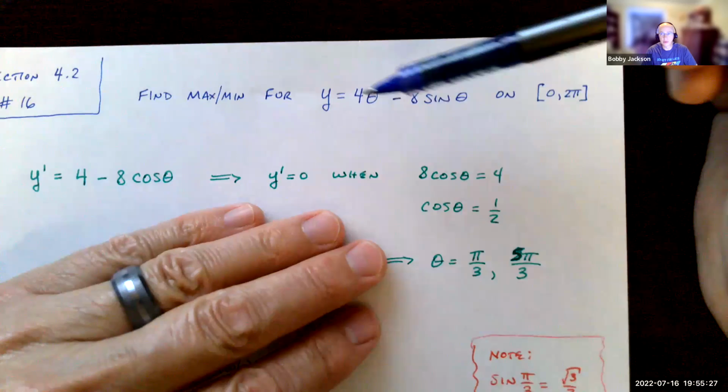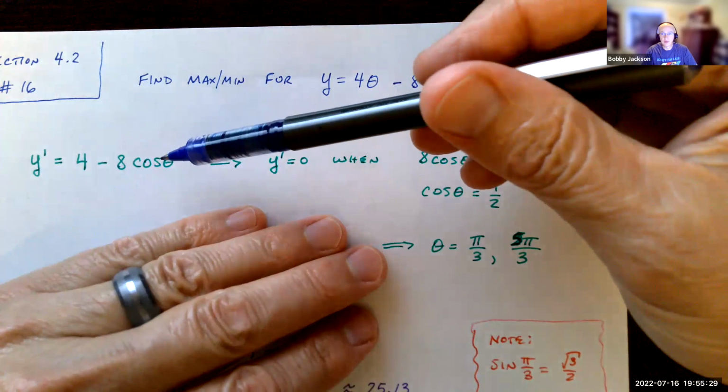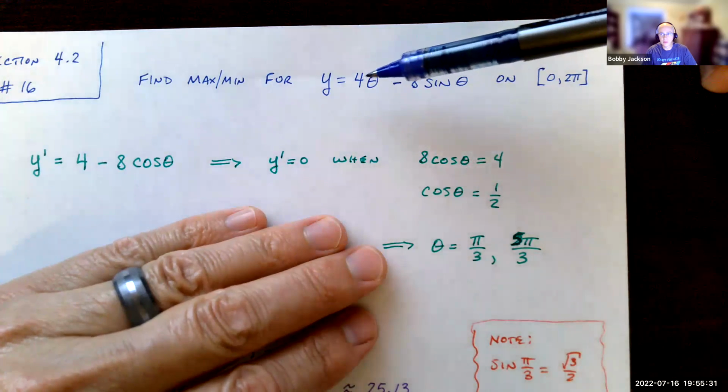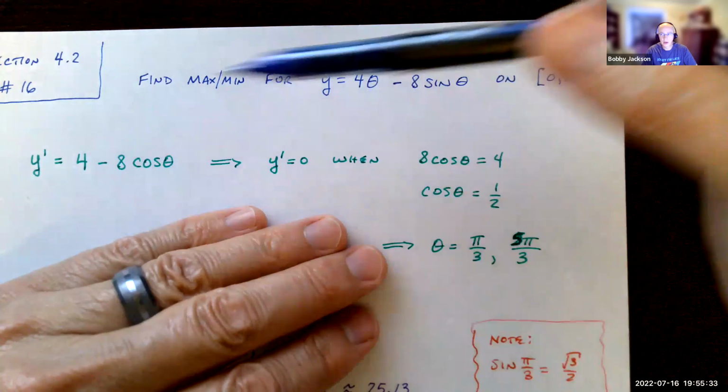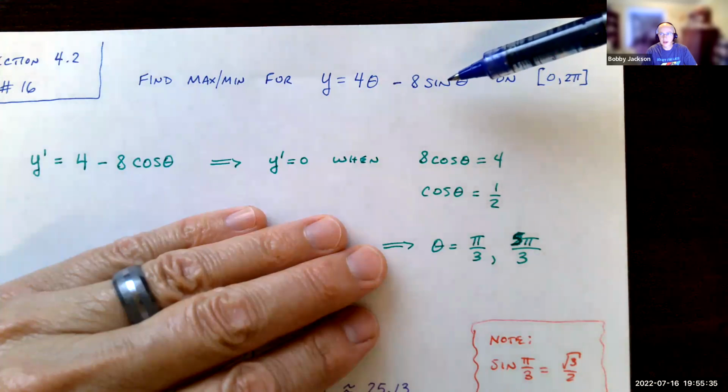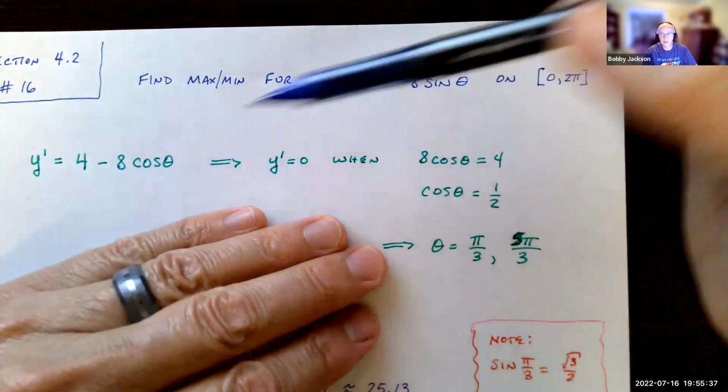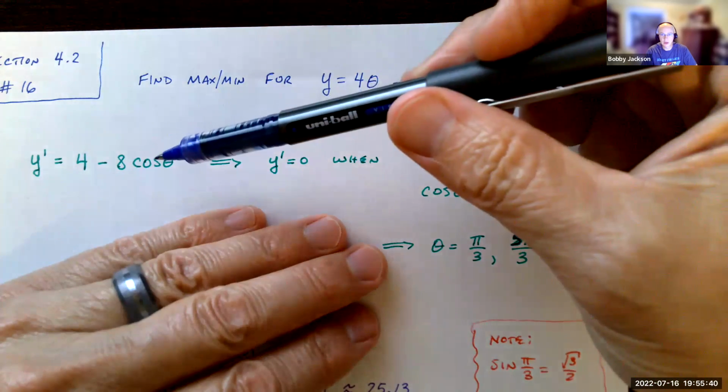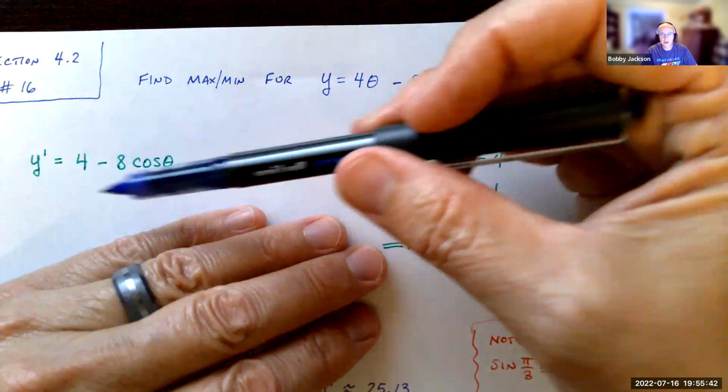And so your first step should be the derivative of the function, right? The derivative of 4 theta with respect to theta is 4. The derivative of -8 sine theta is going to be -8 cosine theta. Remember, the derivative of sine theta is cosine theta. So this is the derivative.